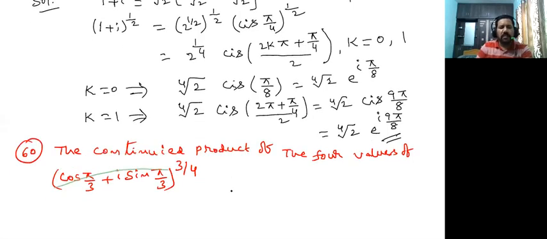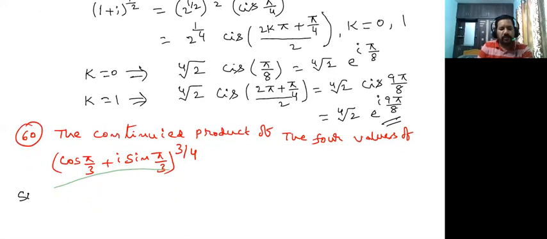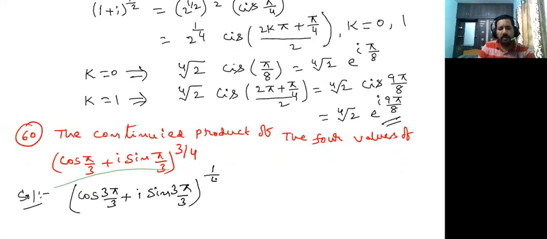Now see the question carefully. Apply De Moivre's theorem here. You will get cos 3 pi by 3 plus i sin 3 pi by 3, and the remaining power is 1 by 4. Okay, now we get (cos pi plus i sin pi) whole power 1 by 4. This is the fourth root of a complex number.